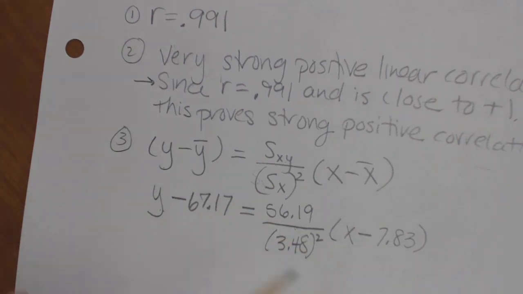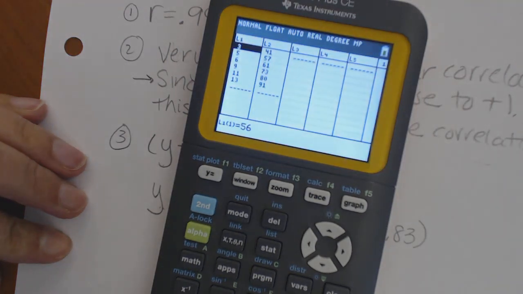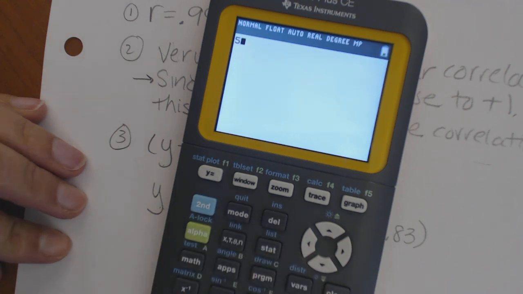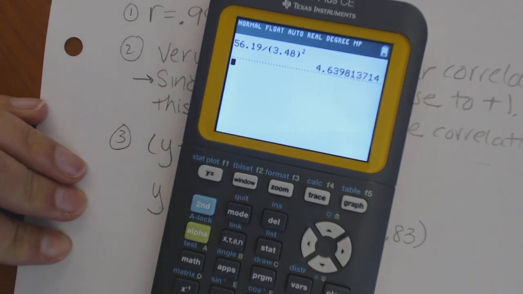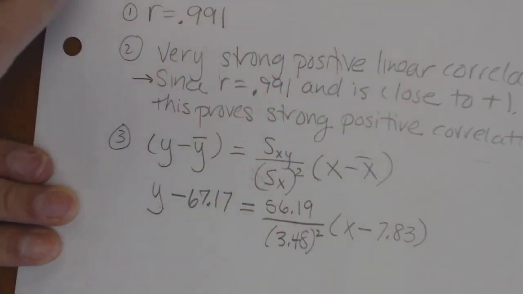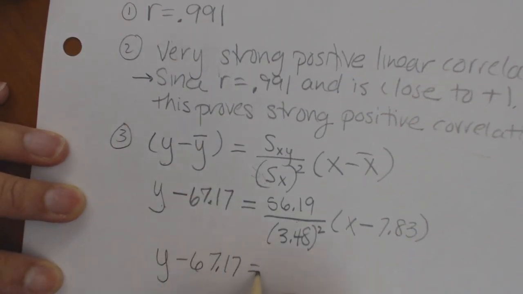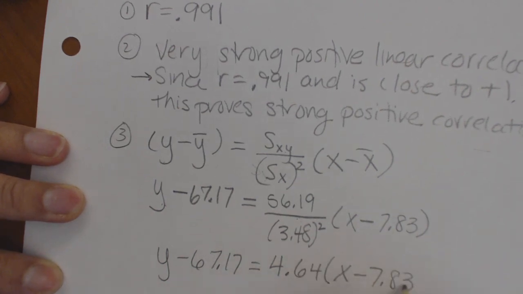The first thing that you can do in your calculator directly is 56.19 divided by 3.48 squared. And notice the calculator will do this all in one. So it's 4.64. I'm keeping it to 2 decimals. So y minus 67.17 equals 4.64 times the quantity x minus 7.83.